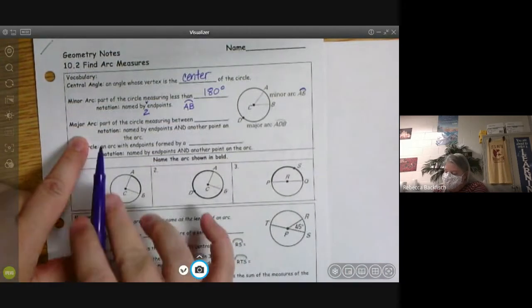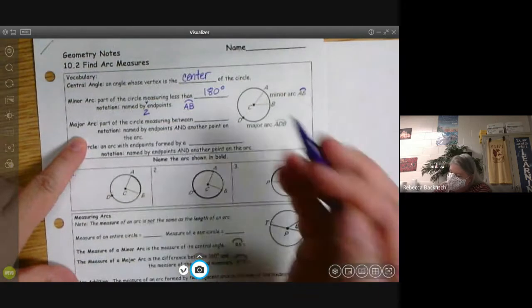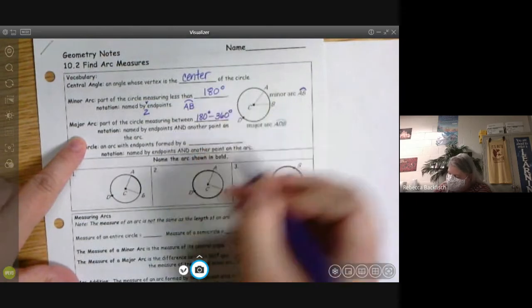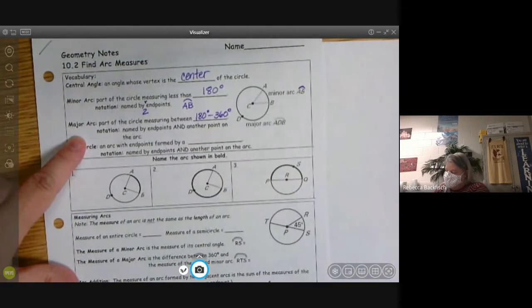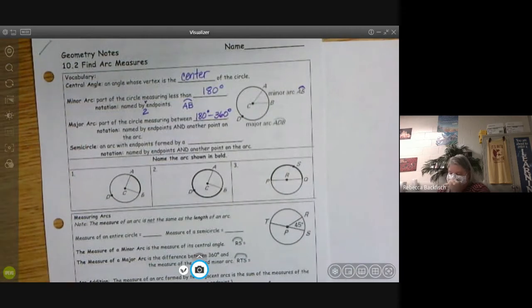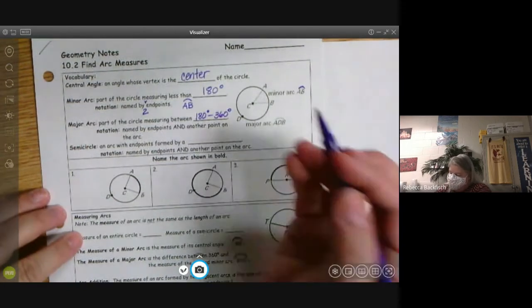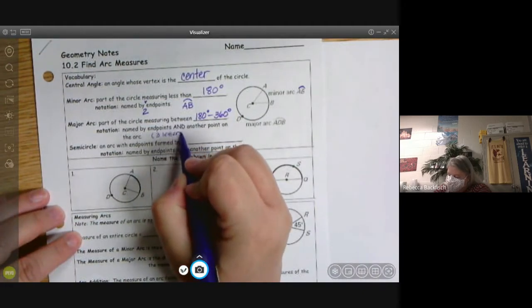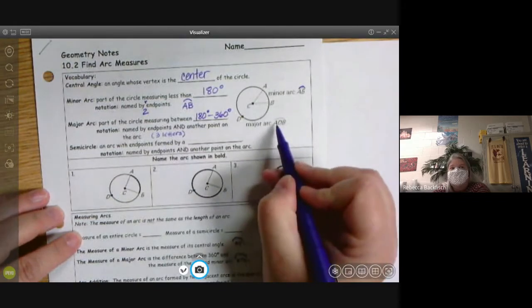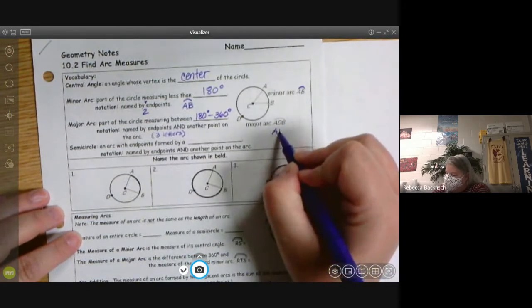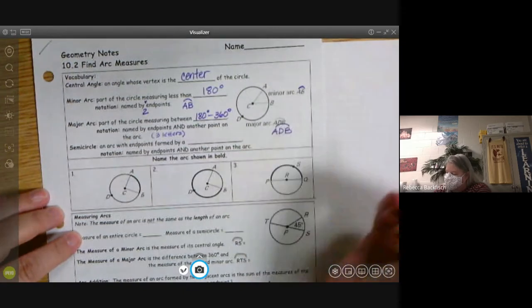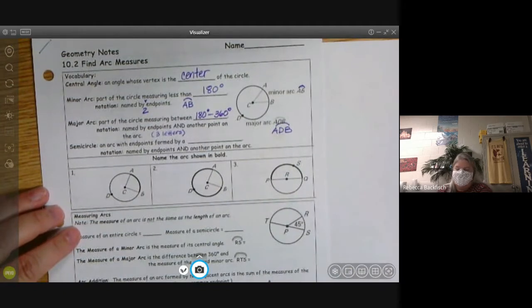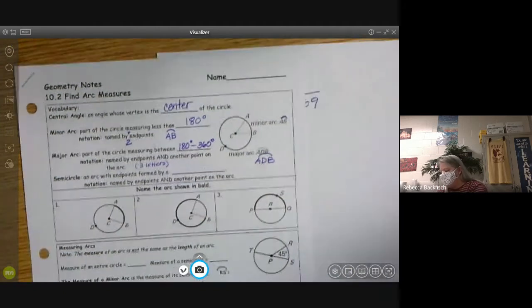Okay, a major arc is part of the circle measuring between 180 and 360. Okay, now it's named by the 2 endpoints and also another point on the arc, which basically means it has 3 letters. You cannot name a major arc like right here. Let me make that a little bigger. A, D, B, the arc over it. You can't name a major arc without using 3 letters. You have to use 3 letters to name a major arc. Because here's what you're doing.